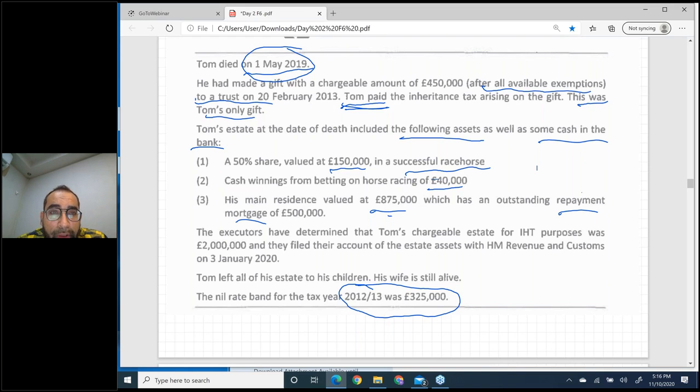Now just for your knowledge, by looking at the main residence, something clicked in my mind: the residence NRB. Maybe the examiner may ask about the residence NRB because his death estate includes the residence. Okay, now let's do MCQ number 4, the second last MCQ. Easy one.